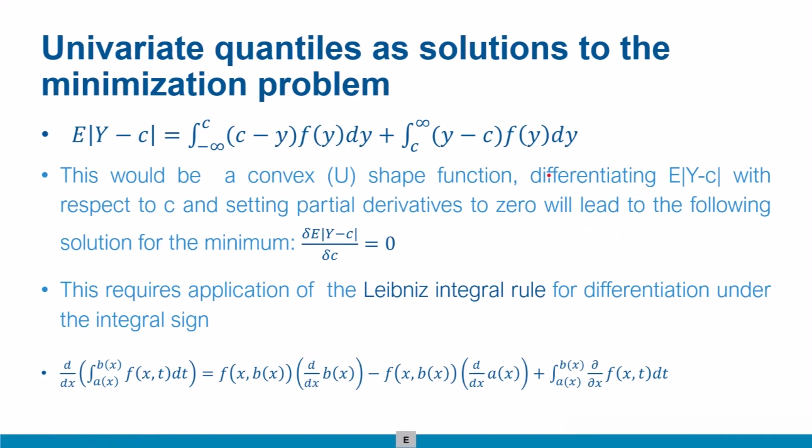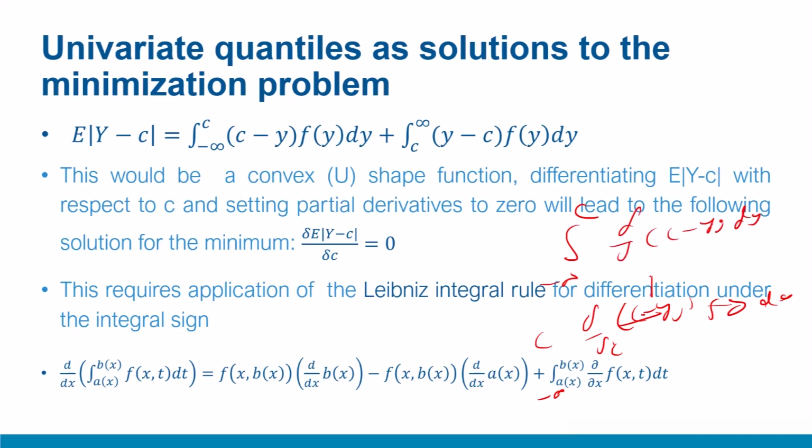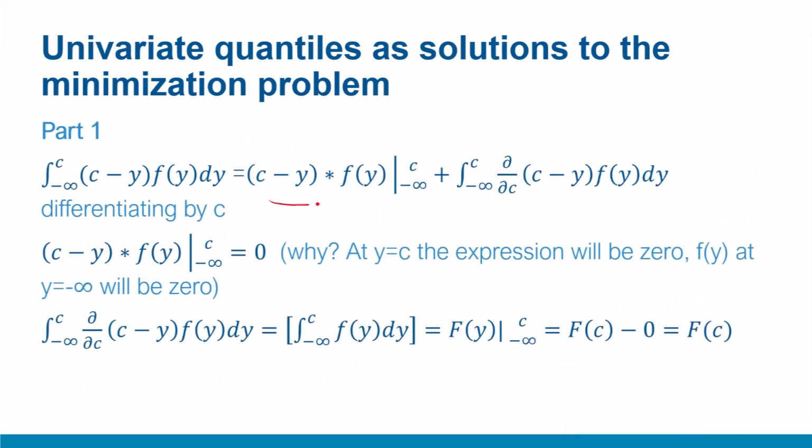Let's examine this. Now here, the limits are minus infinity to c. We are differentiating with respect to c, and the function is c minus y. This fy will be constant, fy dy. So when I differentiate with respect to c, I get 1. We'll leave that for some time now, but we have understood that this will be the integral from minus infinity to c of del by del c of c minus y, times fy dy. So this is what we are left with after applying this Leibniz rule. So we get this expression.